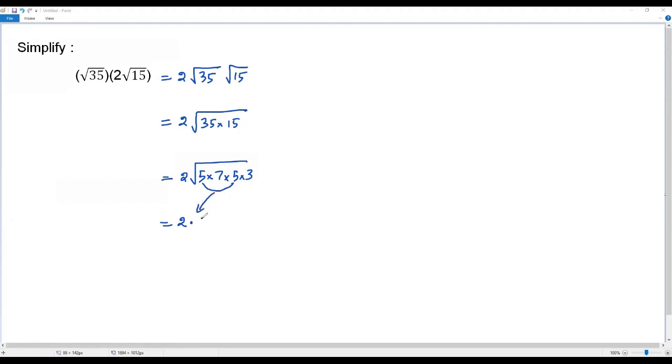Then we get 2 times 5. Still we have 7 and 3 inside the square root, that is 7 times 3. Here 2 times 5 is 10. 10 times square root of 7 times 3, which is 21. So this is a simplification for the given numerical expression. Okay, let's move to the next problem.